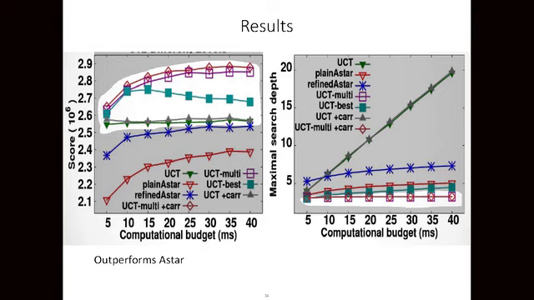But then UCT multi, which is this purple square, is saying it's using MCTS, but it's doing the multiple simulations. And you can see this multi plus carry is also in the top. So both of these use the multi-simulation technique, and then the plus carry is actually where they added an extra scoring mechanism for carries. I believe that's probably like carrying a shell, and that actually made it do better. Then these ones that aren't highlighted are using plain A-star and then a refined version of A-star.